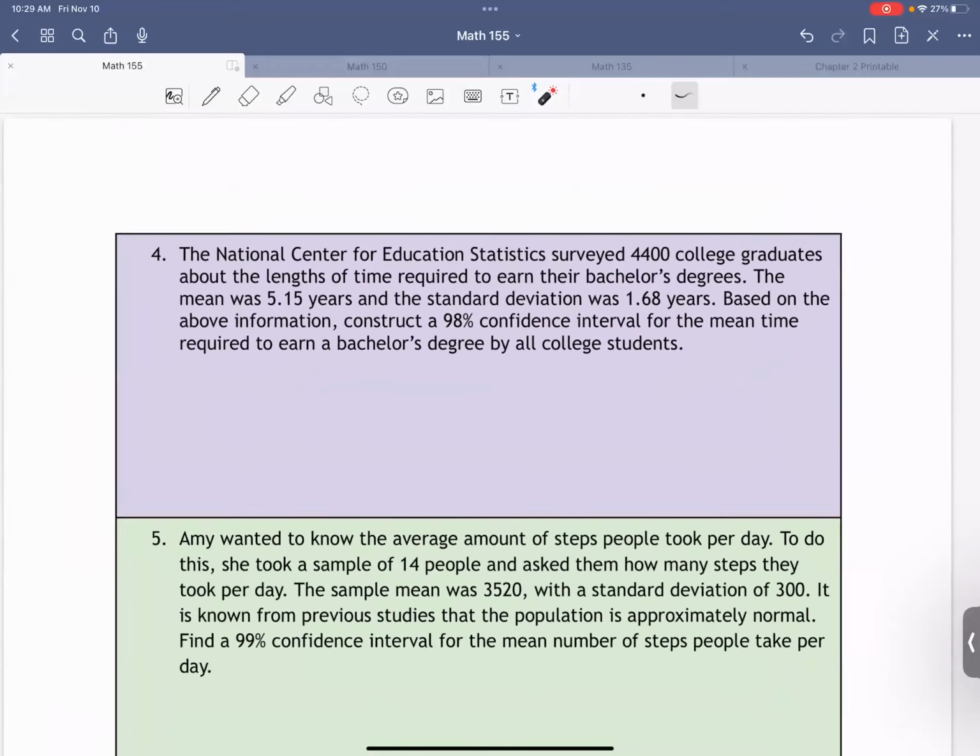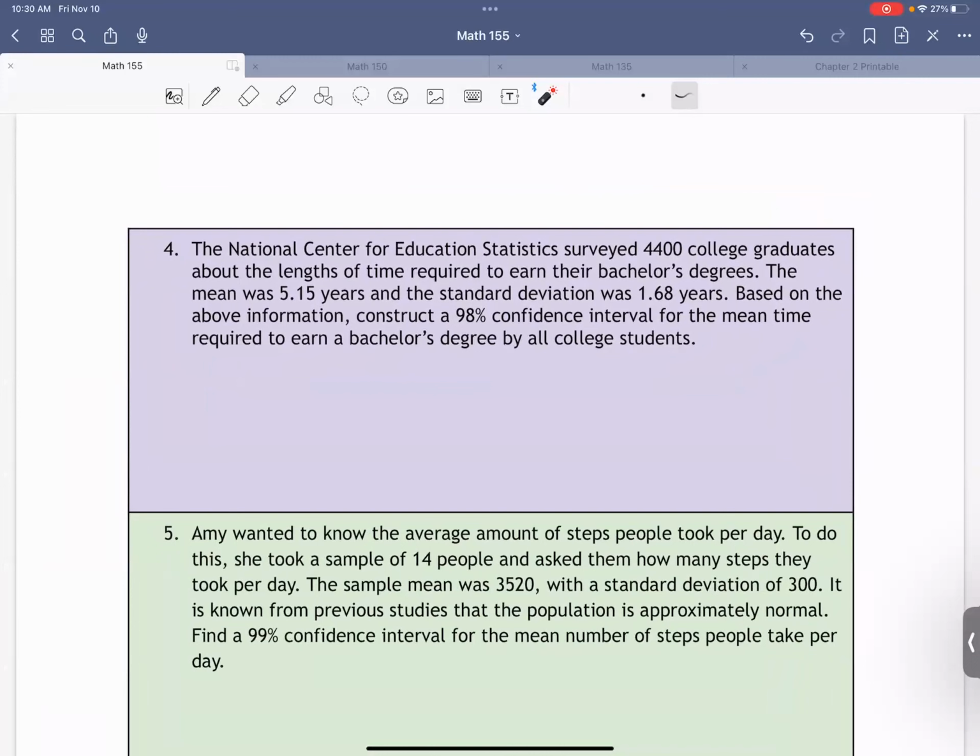Let's go to the back. We have the National Center for Education Statistics. They surveyed like 4,000 college graduates about how long it took them to get their degree. The mean was 5.15. The standard deviation was 1.68. I'm going to do a confidence interval for this, okay? Now, I think this is probably the trickiest one in the whole paper here, okay? Well, the standard deviation is mentioned here, okay?